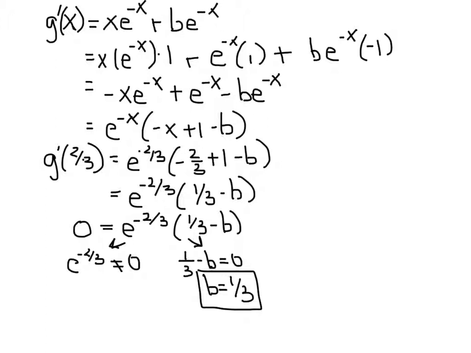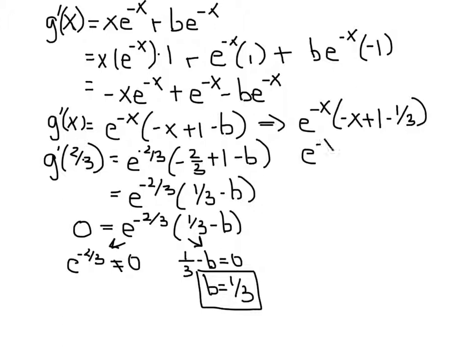Now we have to justify that this is a maximum. So what I'm going to do is go back to the g prime function, which is right here, and substitute b into that function, which is 1/3. So I get e to the negative x times negative x plus 1 minus 1/3. So I end up with e to the negative x times negative x plus 2/3. There's my function. And I want to verify that when x is 2/3, this is a maximum. So if I pick a number smaller than 2/3, like 1/3, I would get negative 1/3 plus 2/3 is 1/3, and then e to the negative x is just a positive number, so that would be positive.